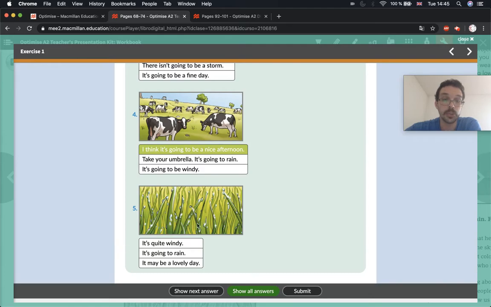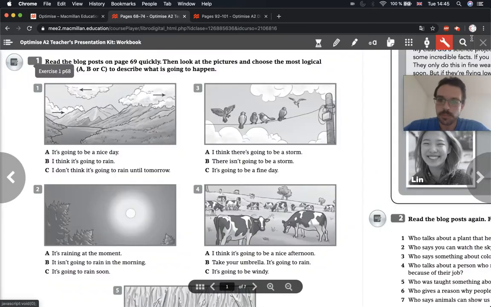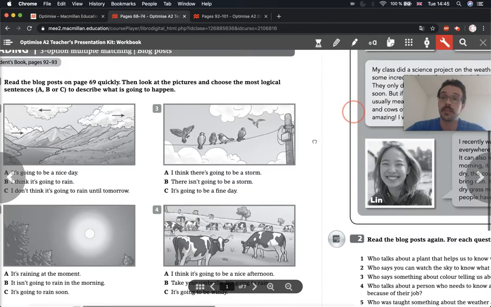Okay, and here we have water from the rain on the grass here. So it's quite windy, it's going to rain, or it may be a lovely day. Right? If you see the water on the grass here in the morning, it's probably going to be a lovely day. This is called dew, by the way. We call that dew in English. So yes, hopefully you got all of those after reading the text. Anyway, it's just practice about following what's being said and thinking logically about what's happening.